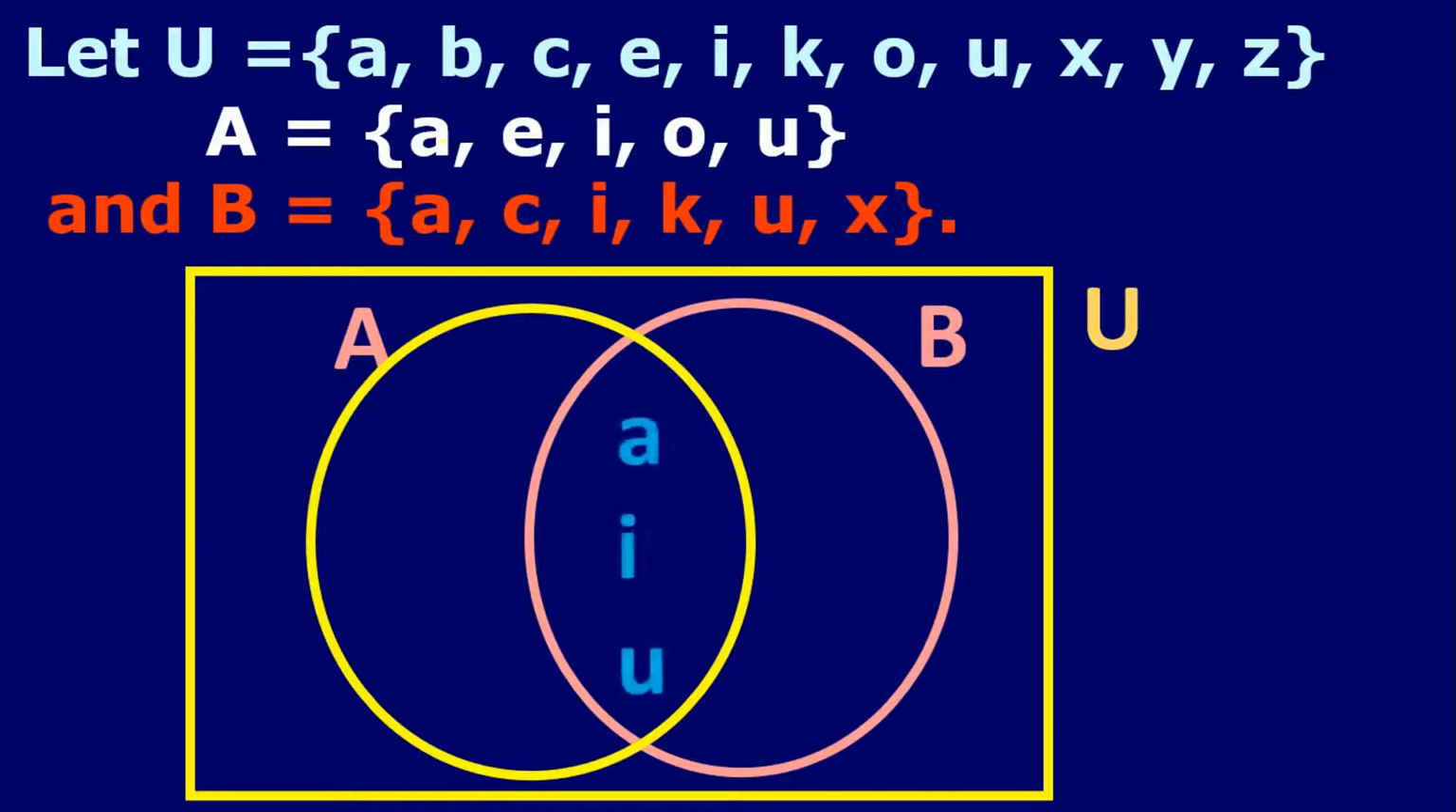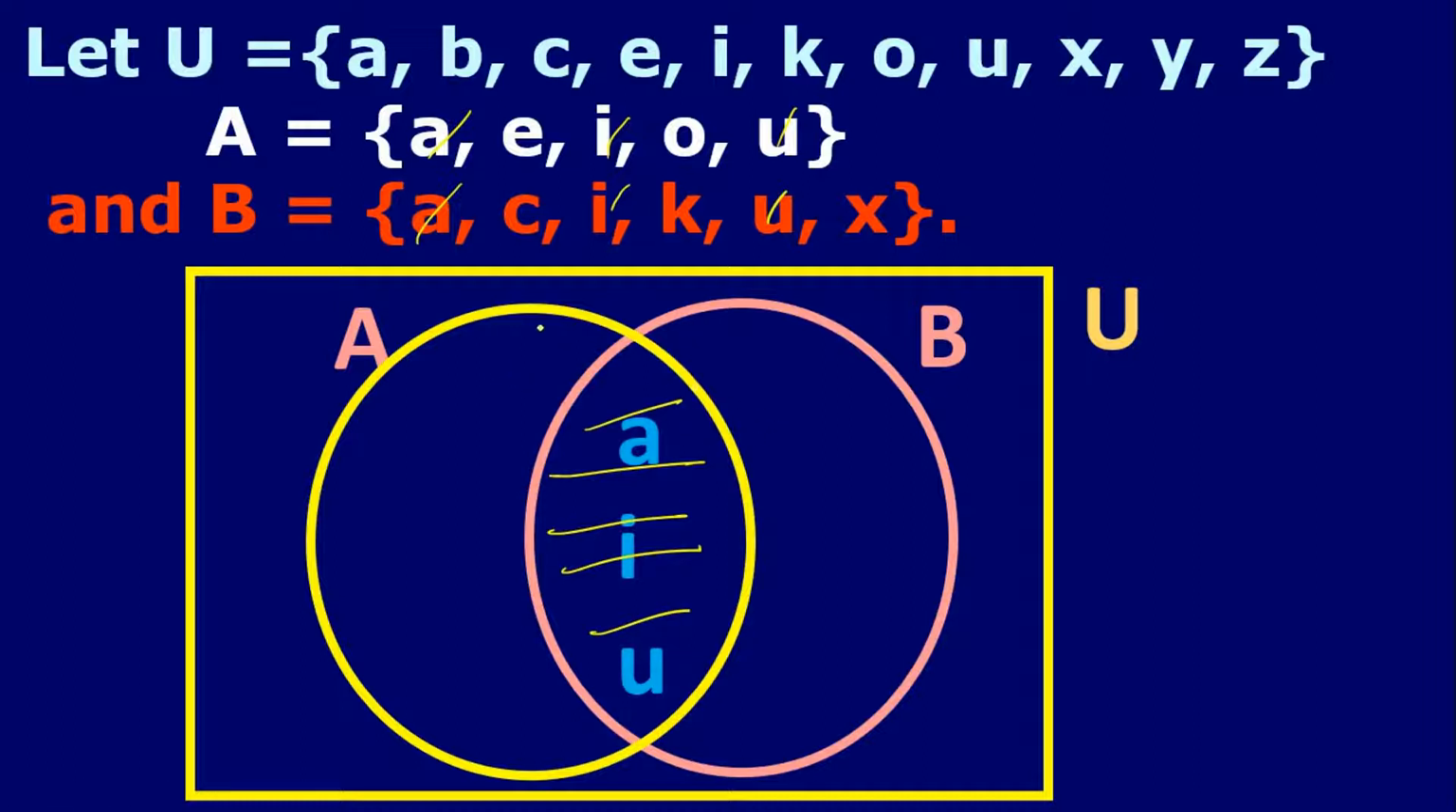Now first we have to write the common elements. Here A is common, then I is common, then U is common. So first we have to fill this part. This is the A intersection B part. It belongs to both A and B. So that is A, I, U. Those elements belong to both A and B.